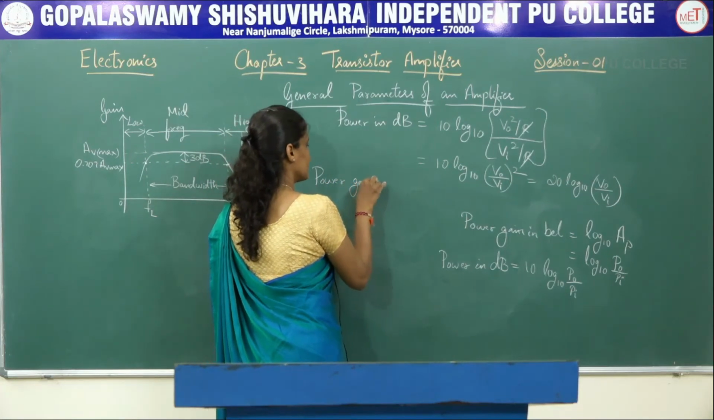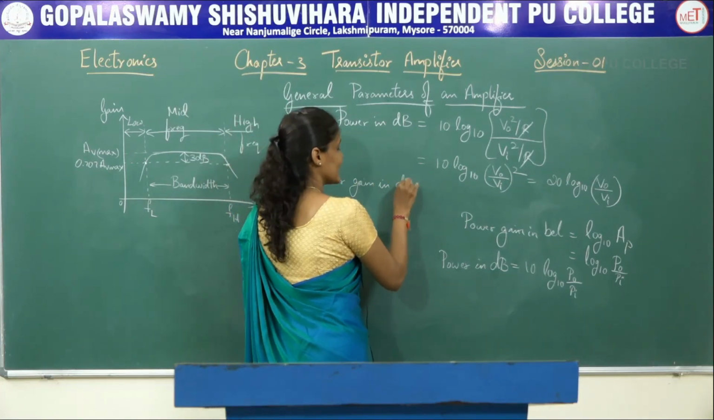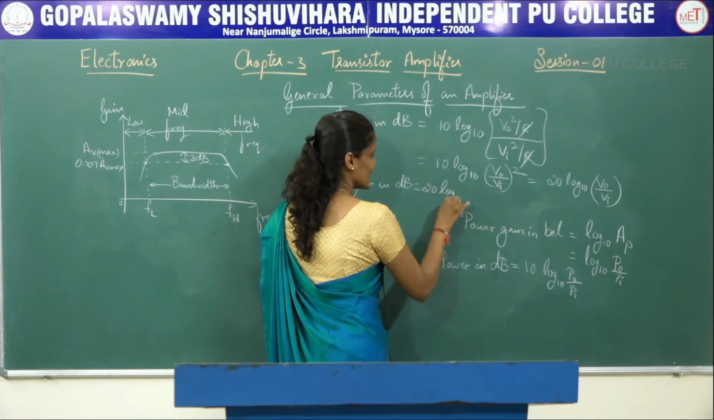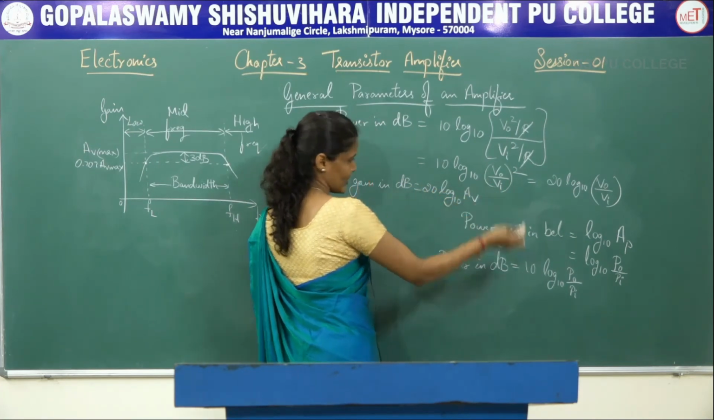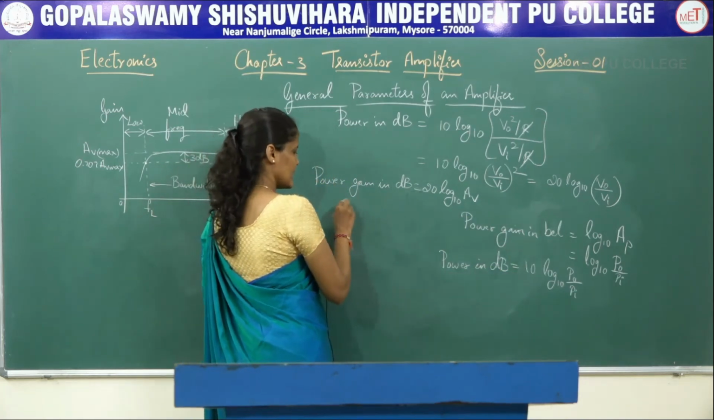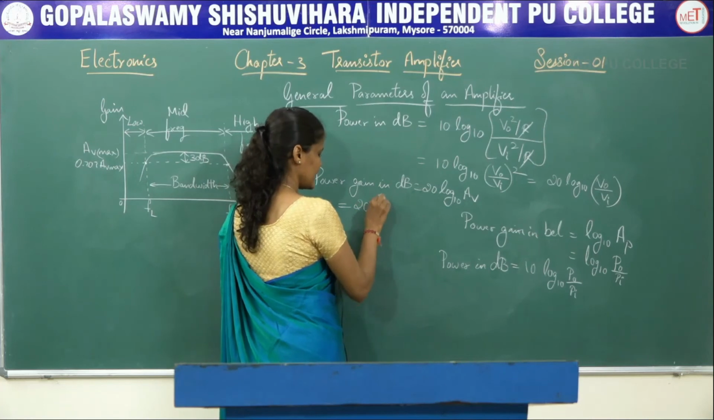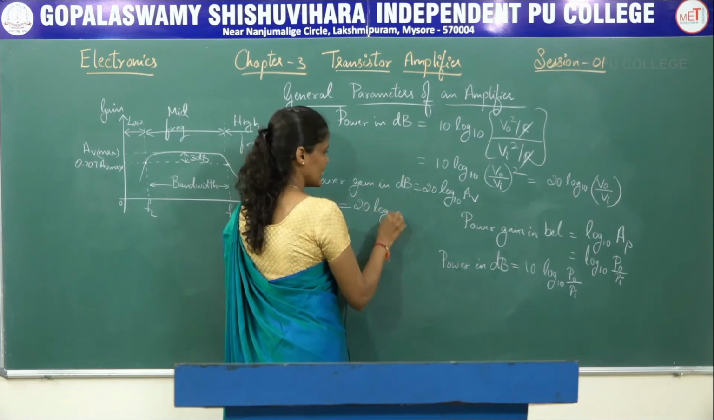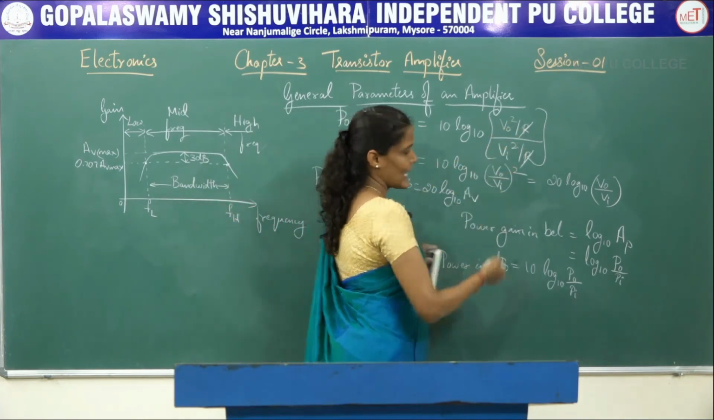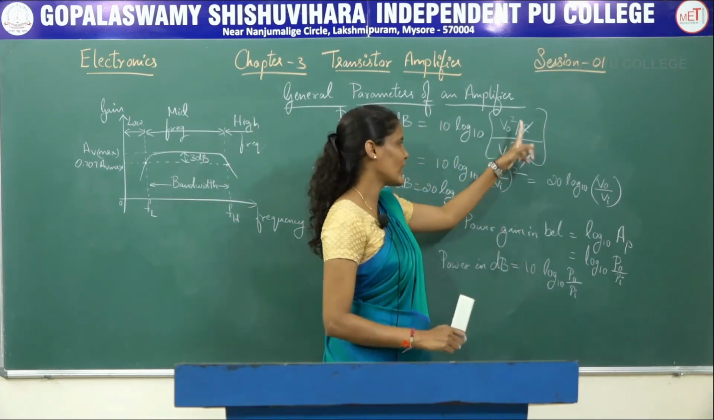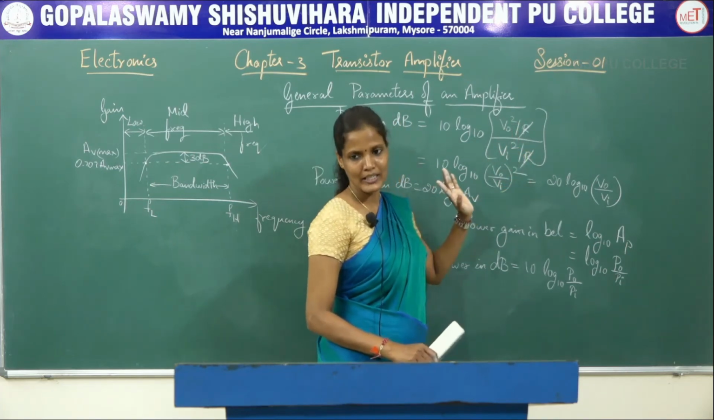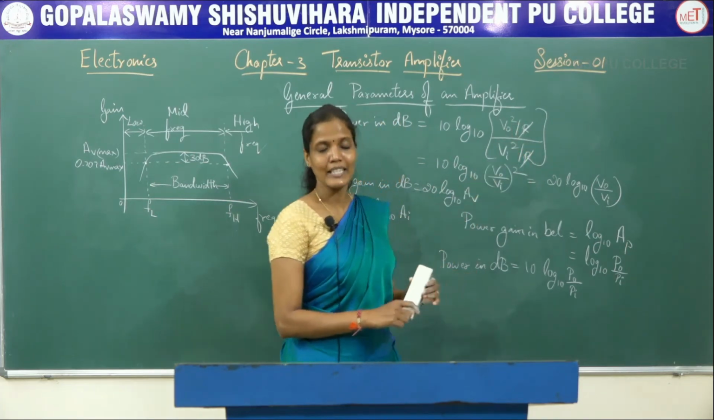Gain in decibels equals 20 log to the base 10 of AV, because V naught by Vi is AV. In the same way, in current gain terms it is 20 log to the base 10 of AI. Instead of V naught square by R, we write I naught square into R, I square into R. As usual, R gets cancelled.